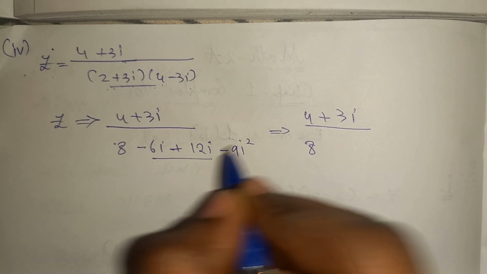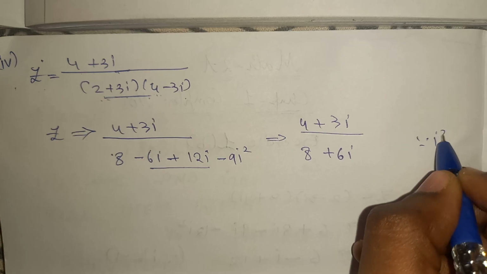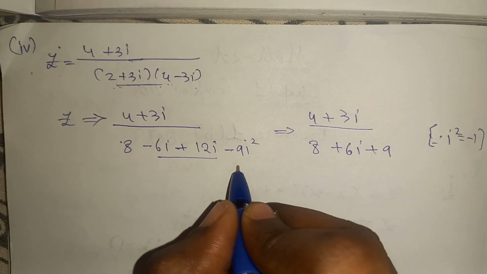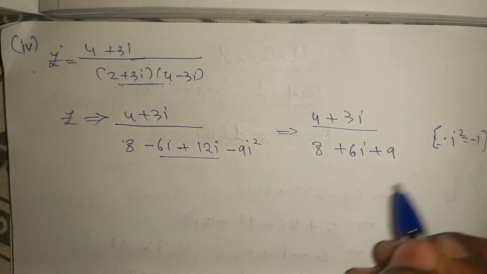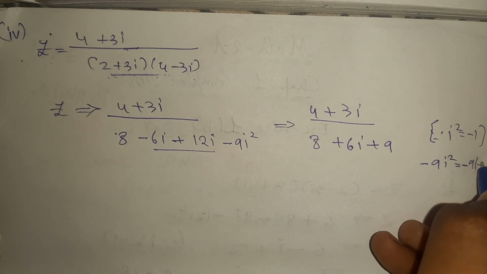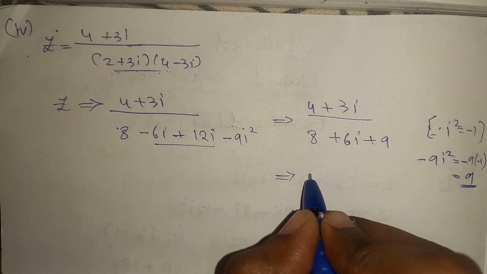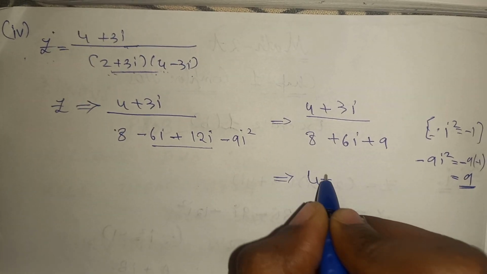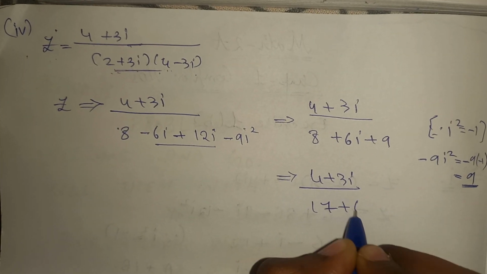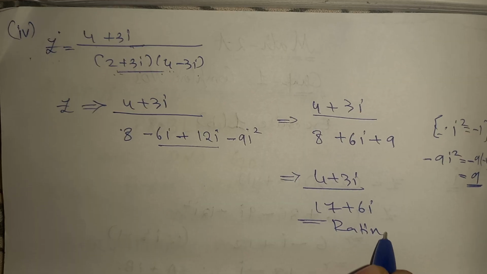This is nothing but plus 6i. Since i square is equals to minus 1, we get here as plus 9, because minus 9 into minus 1, right? Minus 9 i square is nothing but minus 9 into minus 1, which is equals to 9. This is equals to (4 plus 3i) by, 8 plus 9 is nothing but 17 plus 6i. Now we will rationalize this with the denominator.